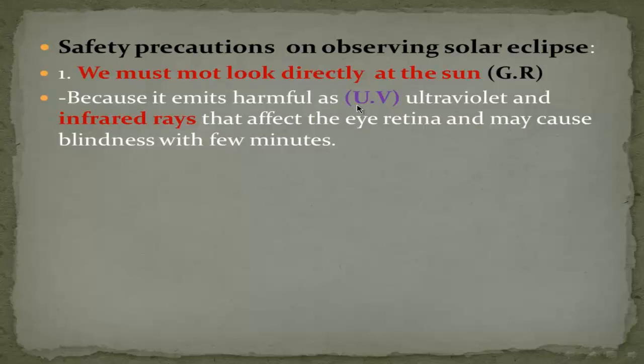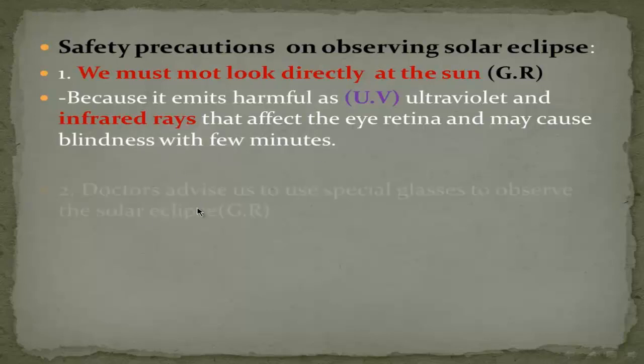In this case, or on ordinary days, we can't look directly at the sun. Why? Because it emits some harmful radiation such as ultraviolet and infrared rays that affect the eye and retina, and may cause blindness within a few minutes. So, the first safety precaution to observe a solar eclipse: we mustn't look directly at the sun.